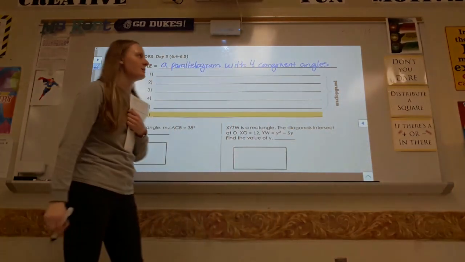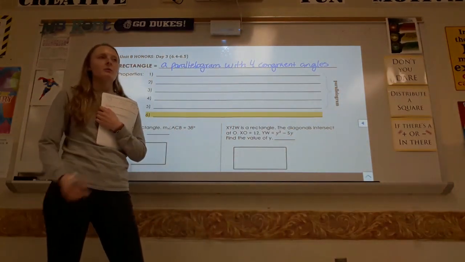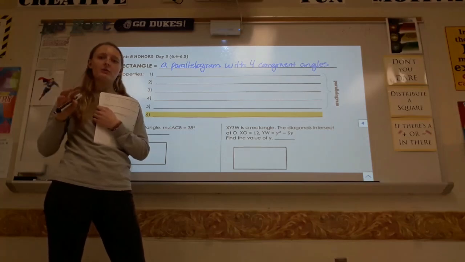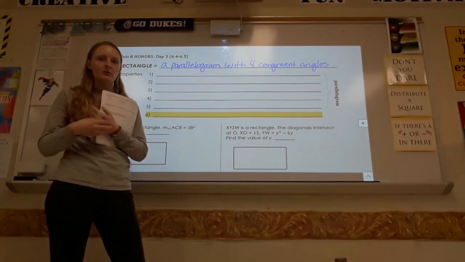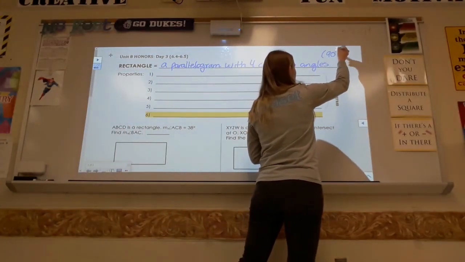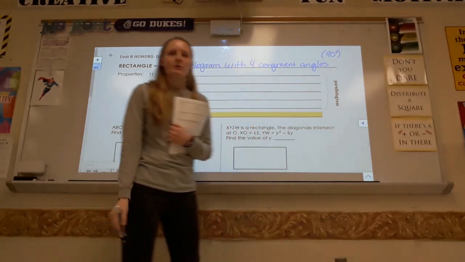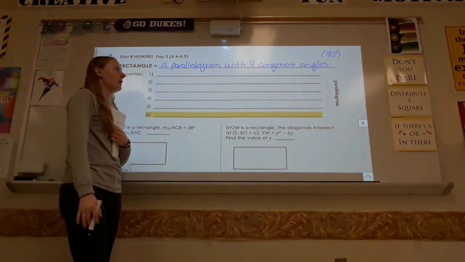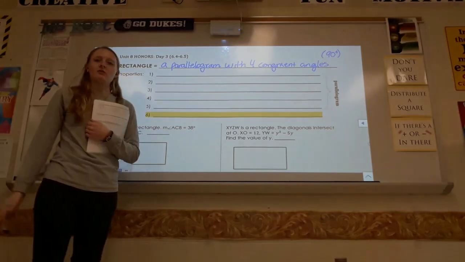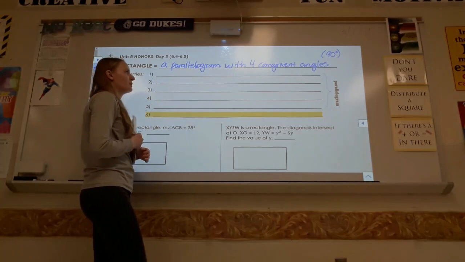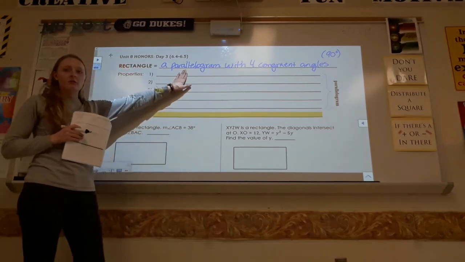Alright, so a rectangle is a parallelogram with 4 congruent angles, and we talked about on day 1, all of the angles inside of a quadrilateral add up to 360, because there are 2 triangles inside. So if all the angles are congruent and they add up to 360, they must be 90 degrees each. I'm sure you guys are familiar with seeing a rectangle with the 90-degree corners. That is related to the official definition of a rectangle. So a rectangle with the 90-degree corners is still a parallelogram as part of the definition.